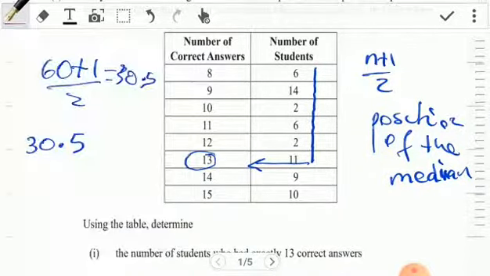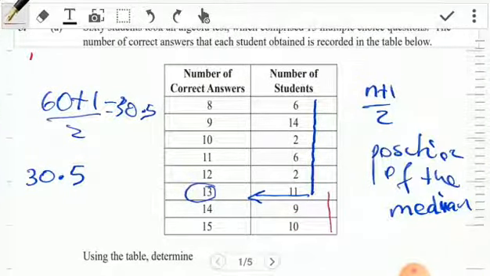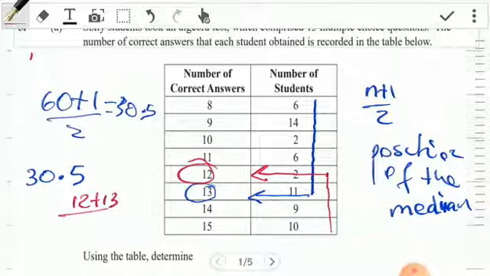So we go up the table to see where we reach 30.5. Going up the table, 10 plus 9 is 19. 19 plus 11 is 30. And by the time we reach here, 32, we would have passed 30.5. So we point in this direction. Going up the table, it's pointing at number 12. Going down the table, it's pointing at number 30. When you get 2 numbers, you add them and divide by 2. So 25 over 2 gives us 12.5.